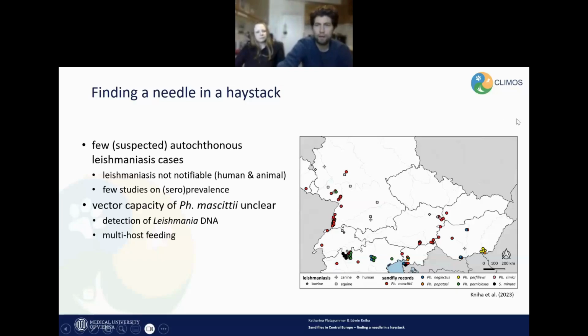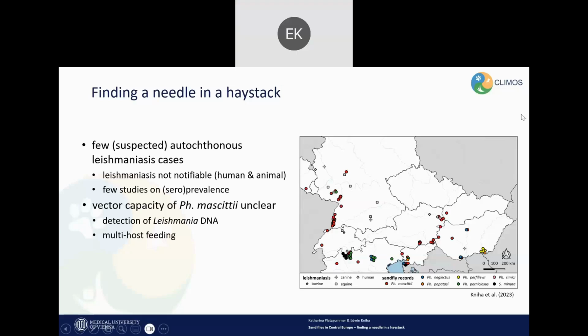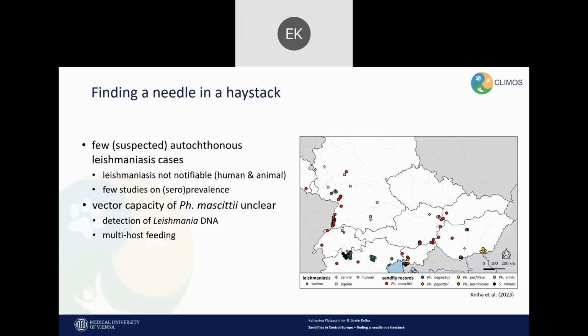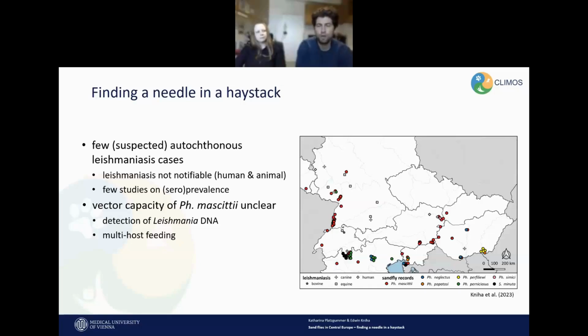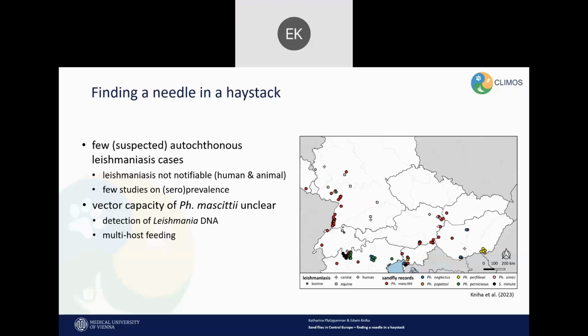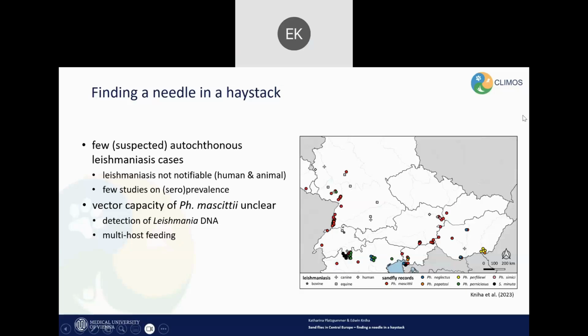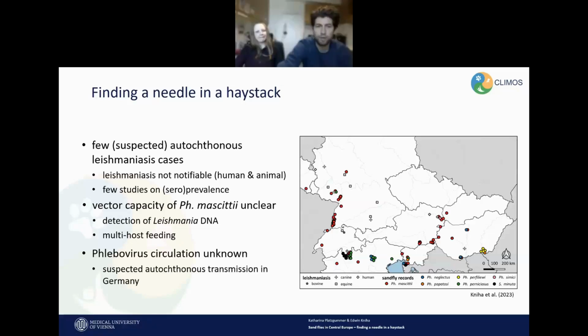and animals. And a second important thing about that is that we still don't know whether Phlebotomus mascittii, the predominant sandfly species, is actually a vector of leishmania or not. There are some studies that reported the detection of Leishmania infantum DNA in Phlebotomus mascittii, and we know that Phlebotomus mascittii is a multi-host feeding species, which would maybe contribute to a transmission between host animals and humans, but still the vector capacity has not been clarified, and we don't know whether Phlebotomus mascittii can transmit or not.